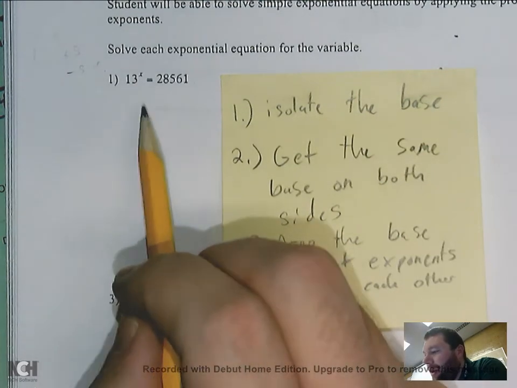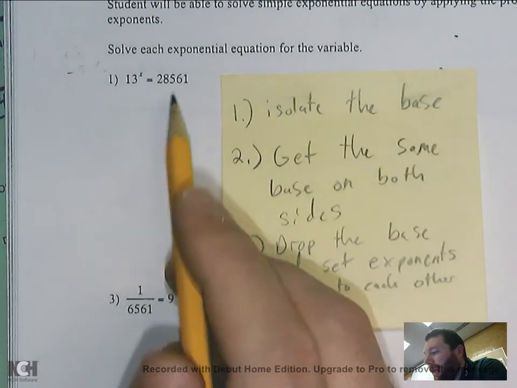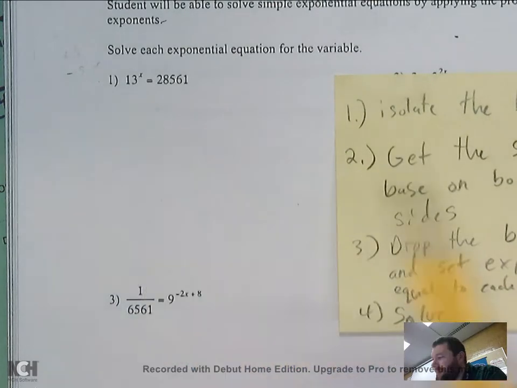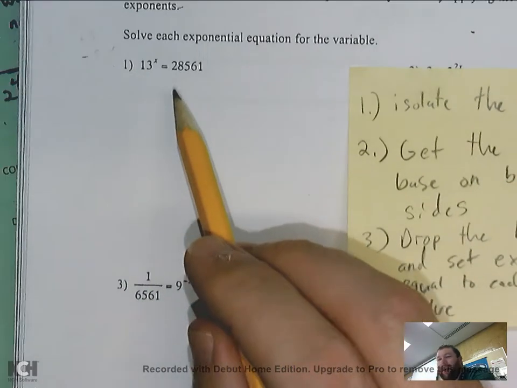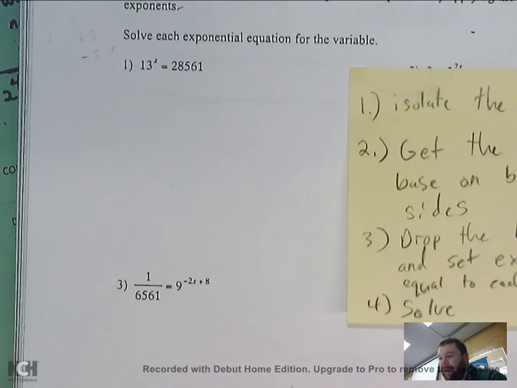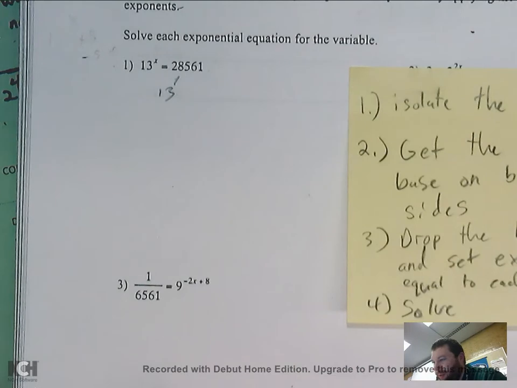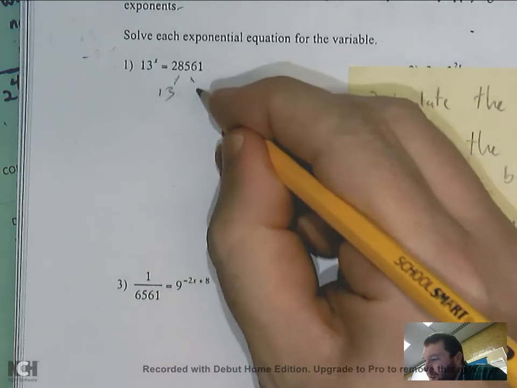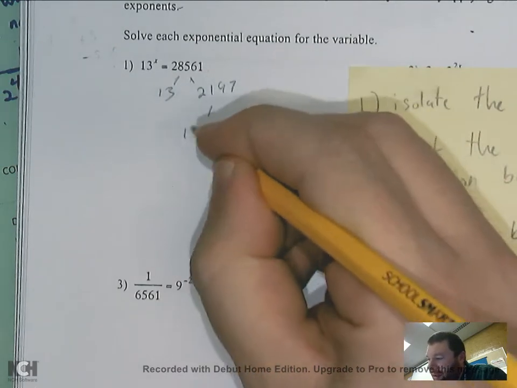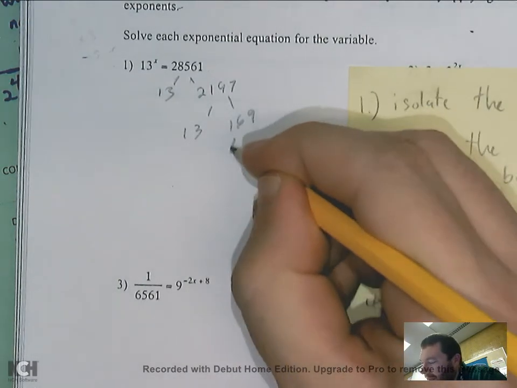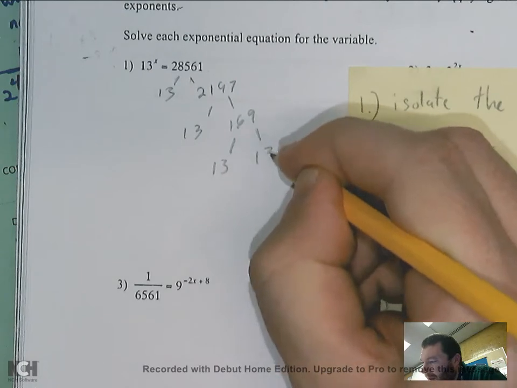So we're going to start on number 1 here. There's nothing outside the base, right? So the next step is to break this down to a base of 13. And to do that, I use the factor tree. I'm going to divide by 13 until I get to 13. So 28,561 divided by 13 is 2,197. So still not there. Divide by 13, and I get 169. Divide that by 13, and you get 13.